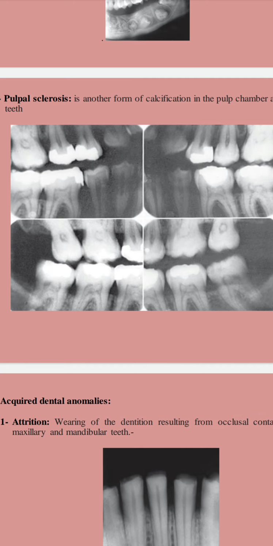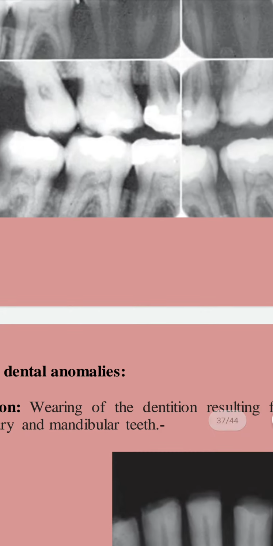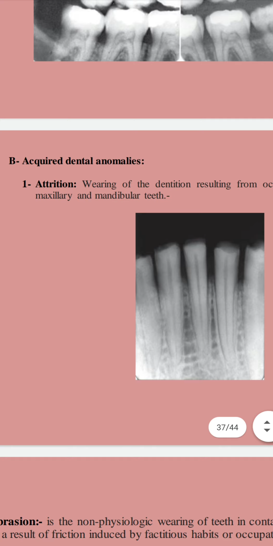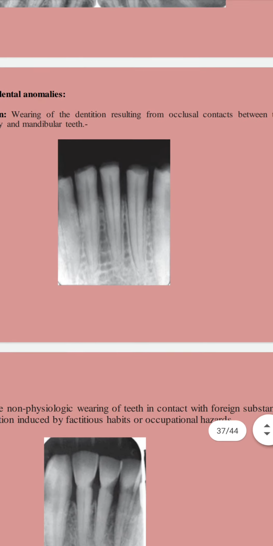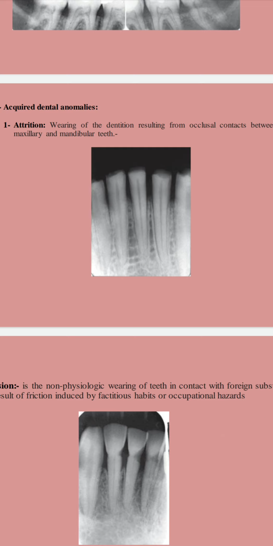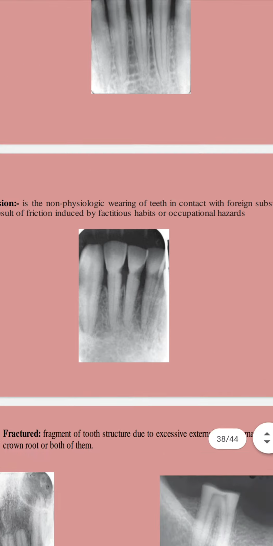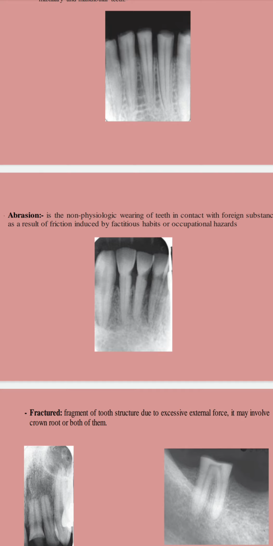Pulp sclerosis. Sclerosing of the pulp tissue, as we see here. We have also acquired dental anomalies. Attrition, wearing of the dentition resulting from occlusal contact between maxillary and mandibular teeth. Some patients have a condition called bruxism, biting heavily on their teeth, which causes attrition. Abrasion, same as attrition, but not on the occlusal surface, on the proximal surface of the teeth.